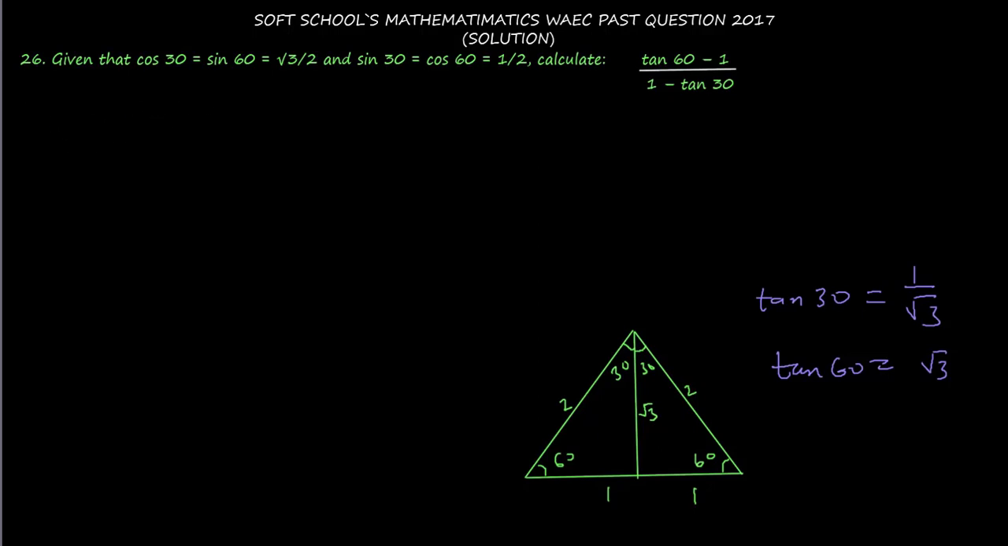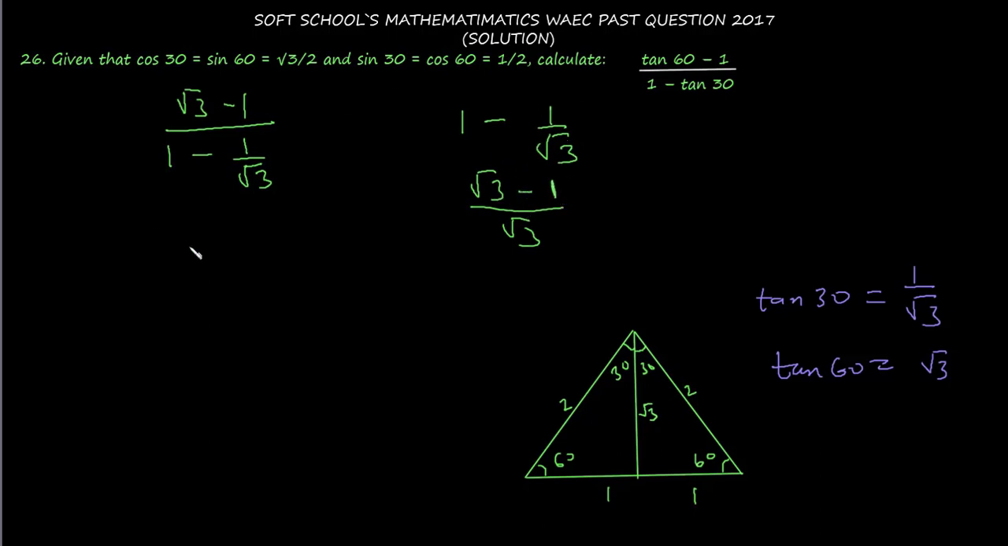We say root 3 minus 1 over 1 minus tan 30, which is 1 over root 3. Let's solve this separately. 1 minus 1 over root 3. The LCM is root 3. Root 3 divided by 1 is what? Root 3 times 1 is root 3. Root 3 divided by root 3 is 1, times 1 is 1.